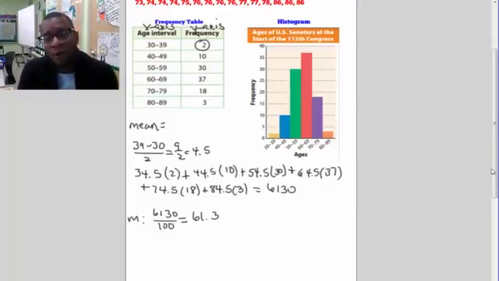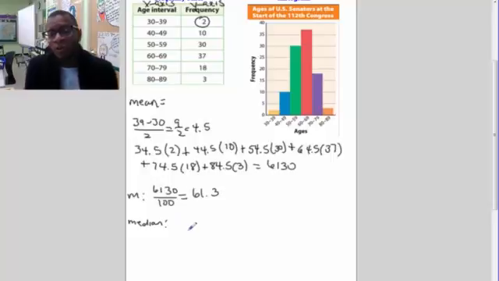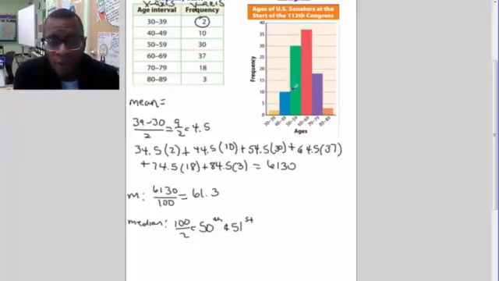Okay, now if we wanted to find the median for this set of data, you want to find that middle value, right? So remember in the previous examples, we took the total number of values in our data set, which in this case is 100, and we divided by 2. And so we get 50. Because we have an even number of values in our data set, we must take the average of the 50th and the 51st value.